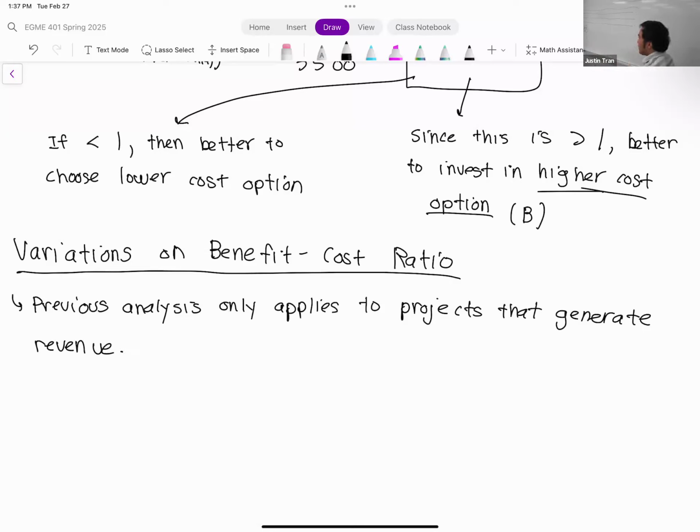Because for the vast majority of time, whenever you're considering the benefits of an engineering project, the one that's going to be the most significant is revenue, right? So the things that you can sell, the service that you can sell from an engineering project. But with that said, there's a lot of engineering projects that don't directly generate revenue. Either that or they're far along in the commercial process where it's hard to quantify.